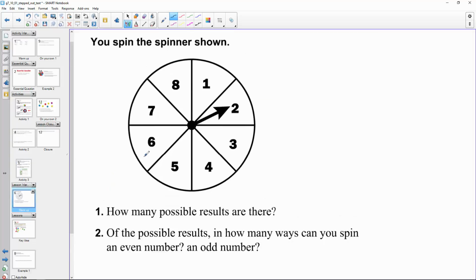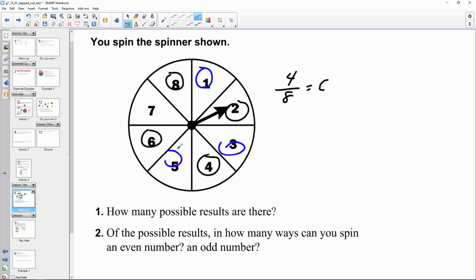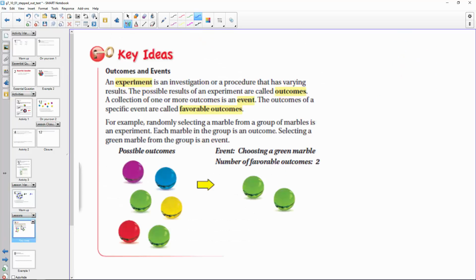So I have this spinner here. How many different results are there? Well, there are 8. If I just count the numbers, there's 8 different results. Of the possible results, how many can you spin for an even number? Well, for even, there is 1, 2, 3, 4. So I have a 4 out of 8 even. And I have 1, 2, 3, 4, 4 out of 8 odd. So this is an equally likely game as well.